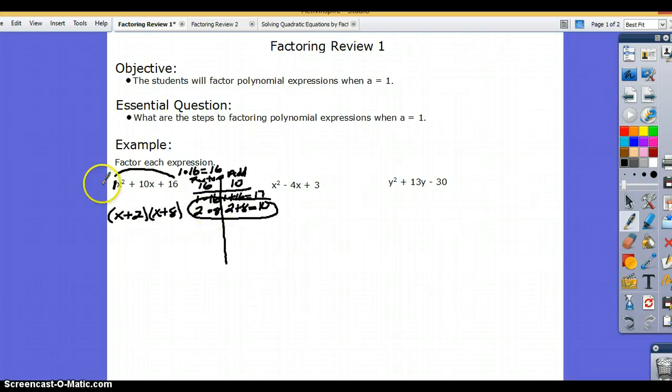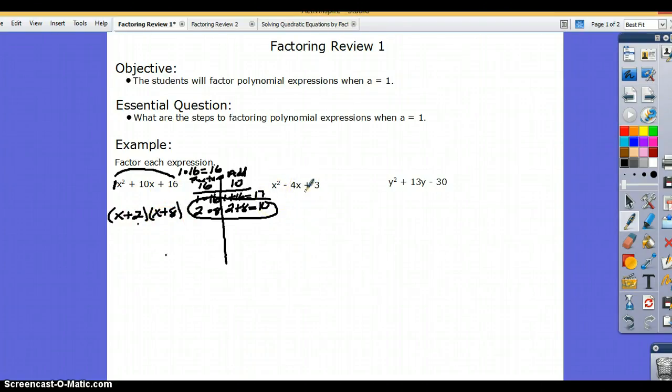Now, when there's a number other than 1 here, there's another step that has to happen. It doesn't matter in this, because if I put 2 over 1 and divide by that 1, 2 over 1 is still 2, 8 over 1 is still 8. So it's not going to affect these. It will affect them tomorrow, and you'll see that tomorrow.